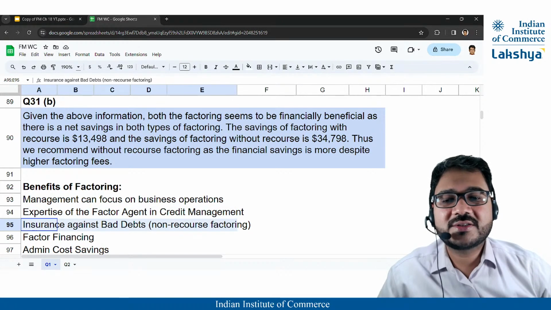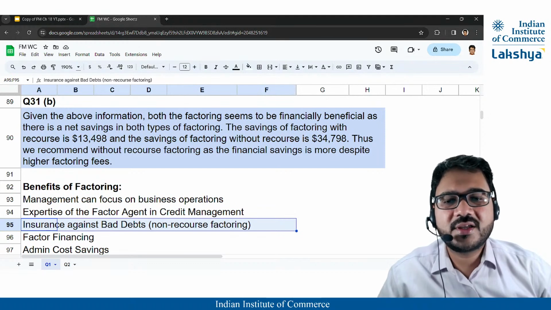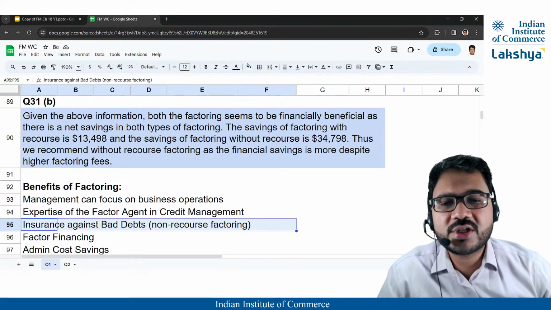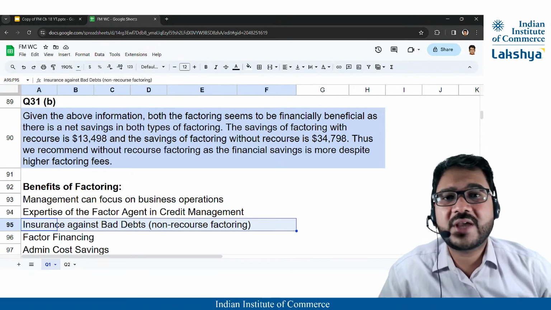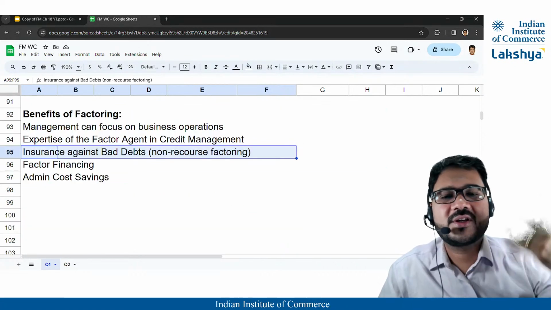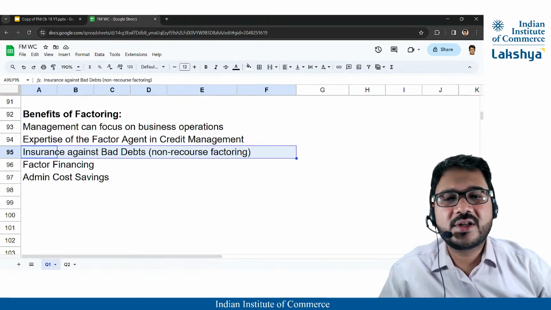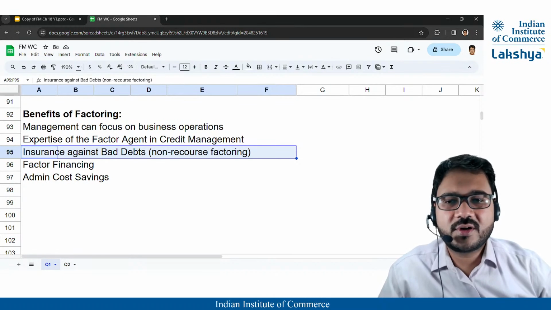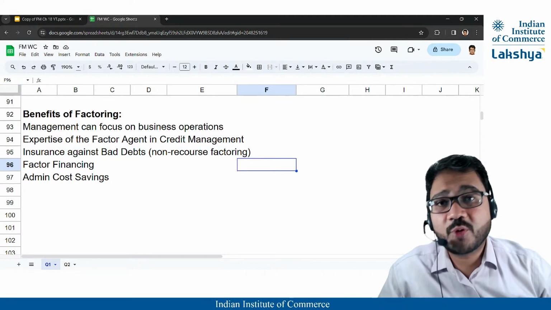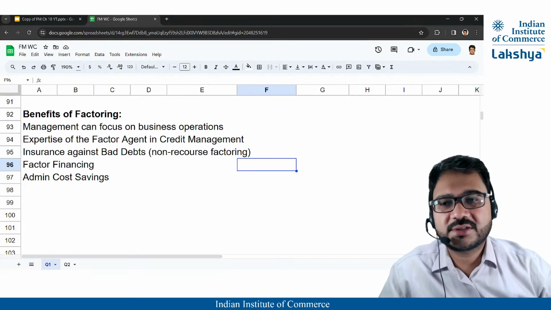Then we get an insurance against bad debts as in non-recourse financing, sorry, non-recourse factoring. The responsibility of bad debts is taken over by the factoring agent, and there is no recourse and they do not have any recourse with the company. Full thing. Okay, then you can give, for example, if there is a default, the responsibility or that is irrecoverable debt, it will be borne by the agent and not us. You can give one example that way.